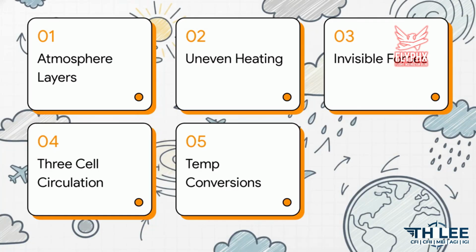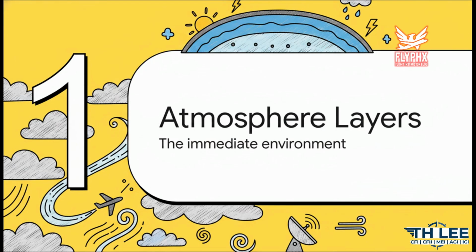Okay, here's our flight plan for today. 1. Layers of the atmosphere. 2. The engine of uneven heating. 3. Invisible forces shaping wind. 4. The three-cell circulation. And 5. Pilot temperature conversions.